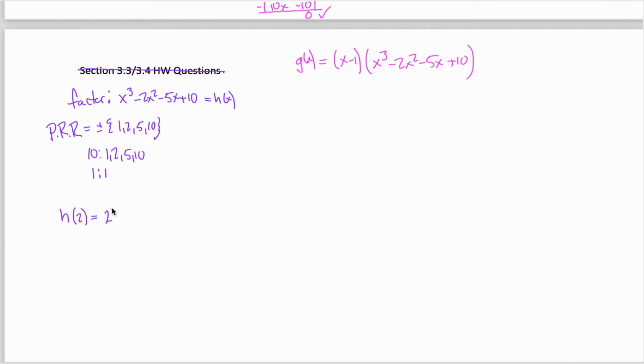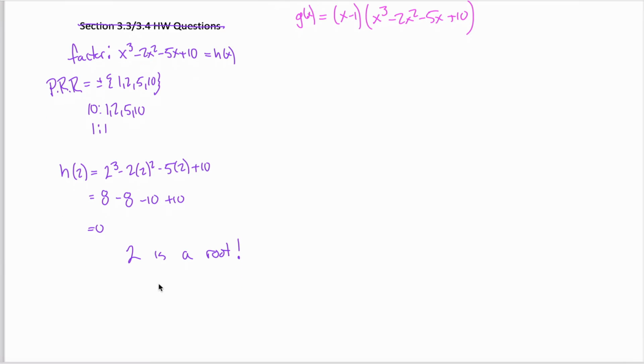Well, let's see, I'd have 2 cubed minus 2 times 2 squared minus 5 times 2 plus 10. That's looking pretty promising. 2 cubed is 8. Minus 2 times 4 is minus 8. Negative 5 times 2 is negative 10. But then I also have this positive 10. I end up with 0 here. That's good news. That means that 2 is a root of this polynomial that I'm calling h of x. So that means x minus 2 must be a factor.